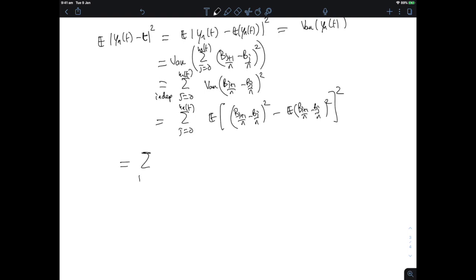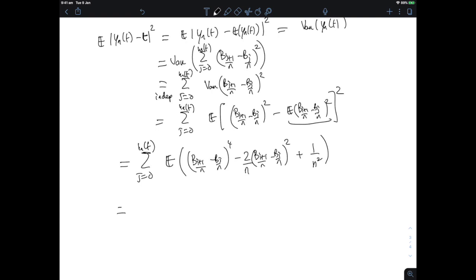We get the sum from j equals 0 to kn of t of the expectation of, and now let's expand that square. So the first term is going to give me a bj plus 1 upon n minus bj upon n to the power 4. Then I get a minus 2 times the cross terms. And the expectation of this squared is equal to 1 upon n, right? So this is 2 divided by n. And then I get plus this 1 upon n squared. So that gives me a 1 upon n squared. Very good. So what have we got?